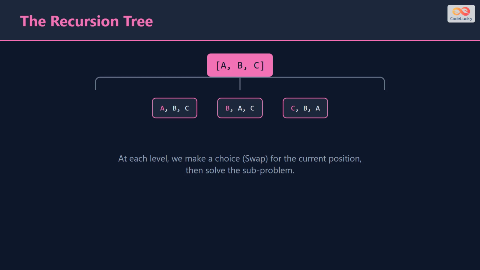We can visualize this as a tree. At the root, we have our full list. We branch out by swapping each element into the current position. For instance, we can keep A at the start, or swap B to the start, or swap C to the start. Once the first element is fixed, we move down a level and repeat the process for the remaining elements.